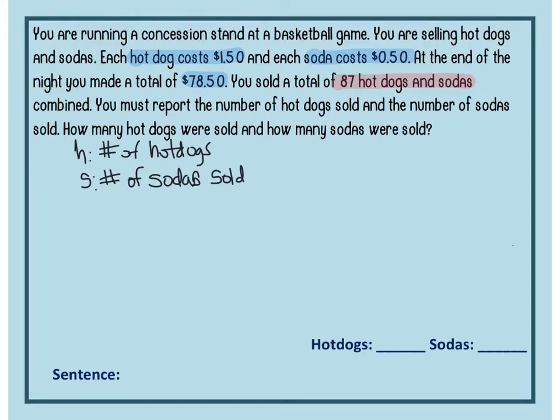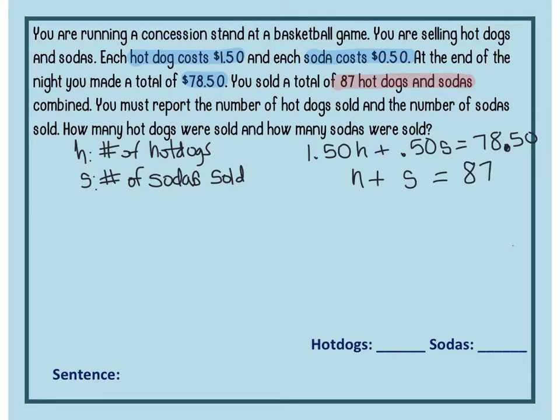Our next step is to write the two equations. The first equation I did in blue is going to be the money. Each hot dog costs $1.50. So for every hot dog, it's $1.50 times the number of hot dogs plus 50 cents times the number of sodas is going to equal $78.50. My red equation is the total number I sold. If I add the number of hot dogs I sold plus the number of sodas I sold, I'm going to get a total of 87 that were sold.